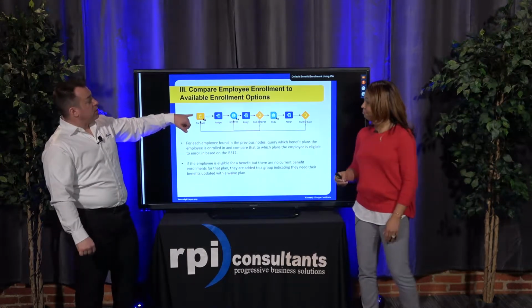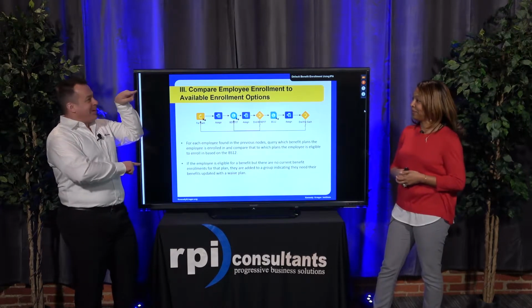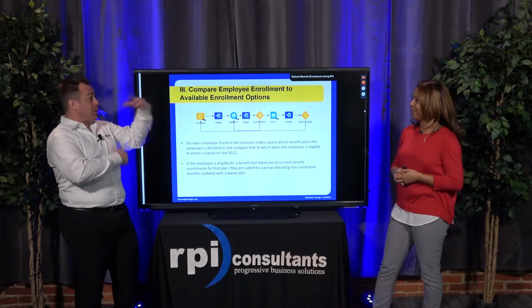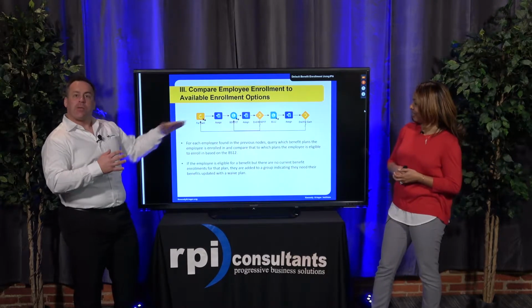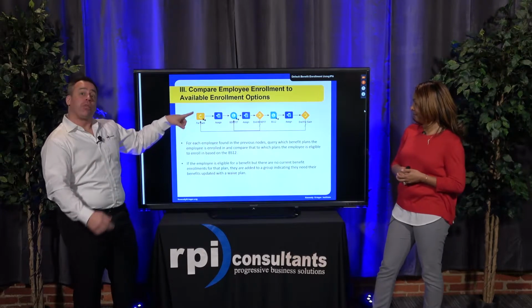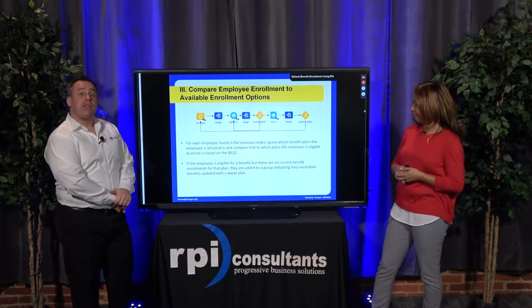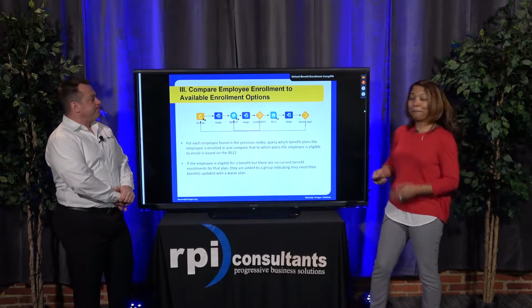Right, and this is for each employee that we found. So in that beginning, we had the employee list of all employees that we need to check. Yeah. And so they were stored in an array, and then we're just going to loop through each of those to go through and find what benefits they're currently enrolled in. Yep.